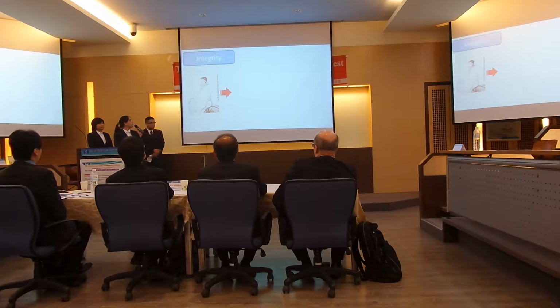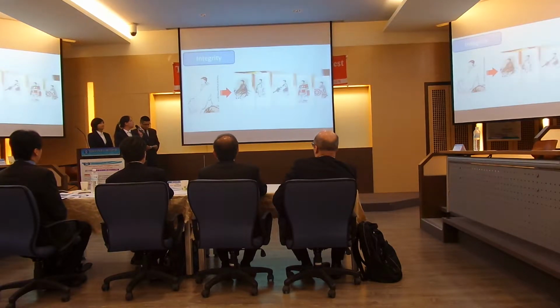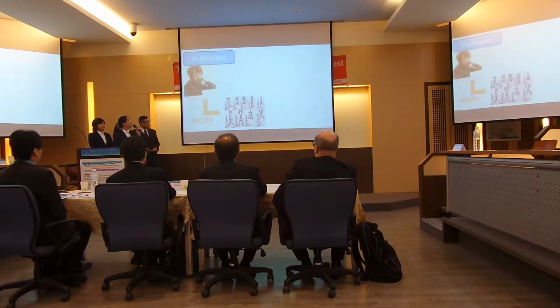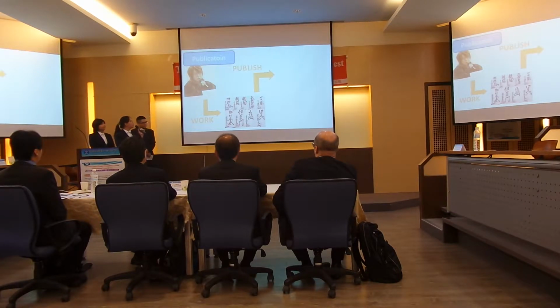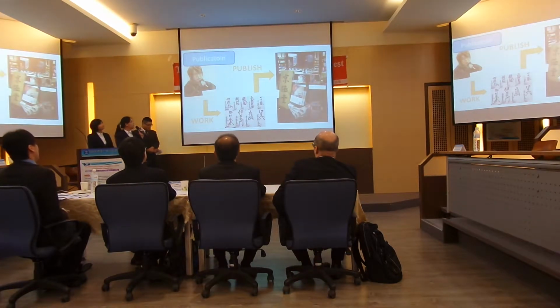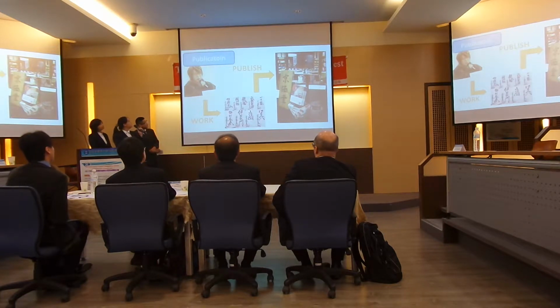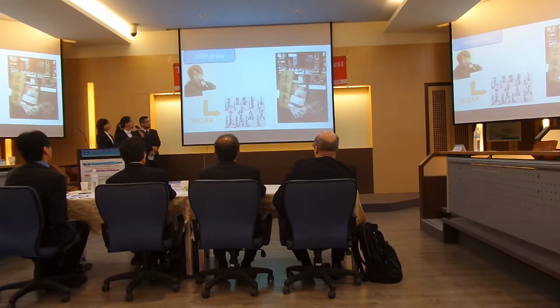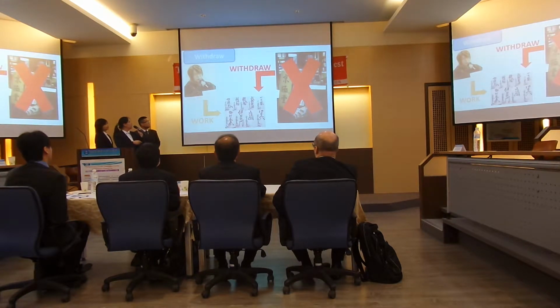Just like this picture of the textbook was modified like this. And the fourth, the publication. The author has the right to make his work available to the public, just like this author could make his work published to the market. Here is a novel. And the last one, withdrawal. Even if the author has made his work available to the public, he still has the right to withdraw his book, to take his book off the market.